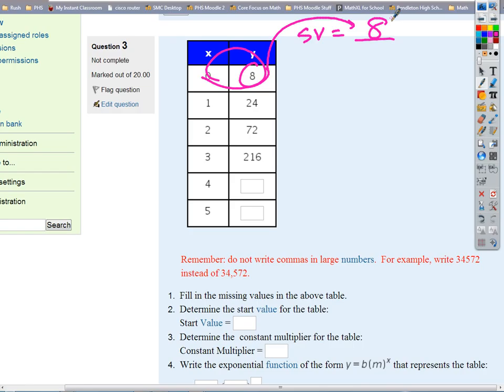Now, what's the constant multiplier? How do you know? 3. Say it again. 3. Yeah, because that's what I'm multiplying by to move down the table, right? So then all this is y equals 8 times 3 to the x, right? That's all it is, okay?